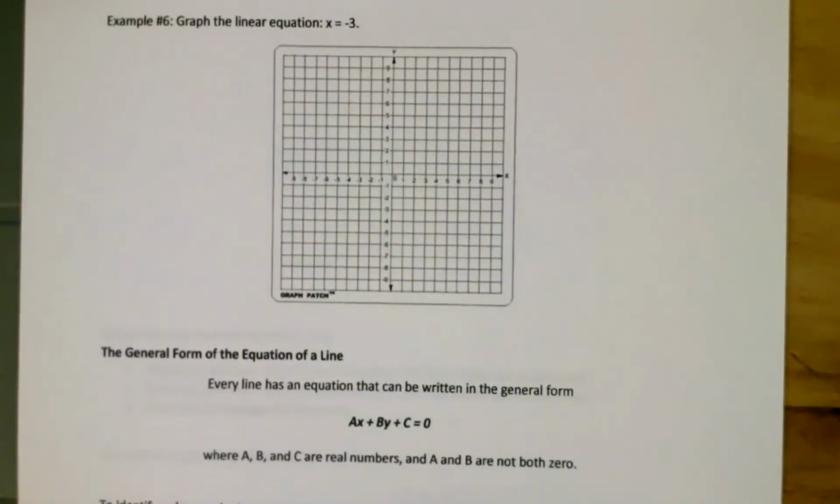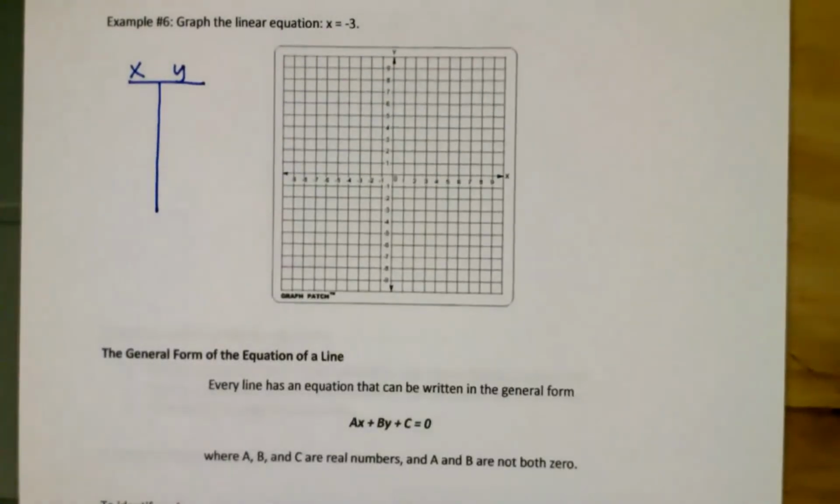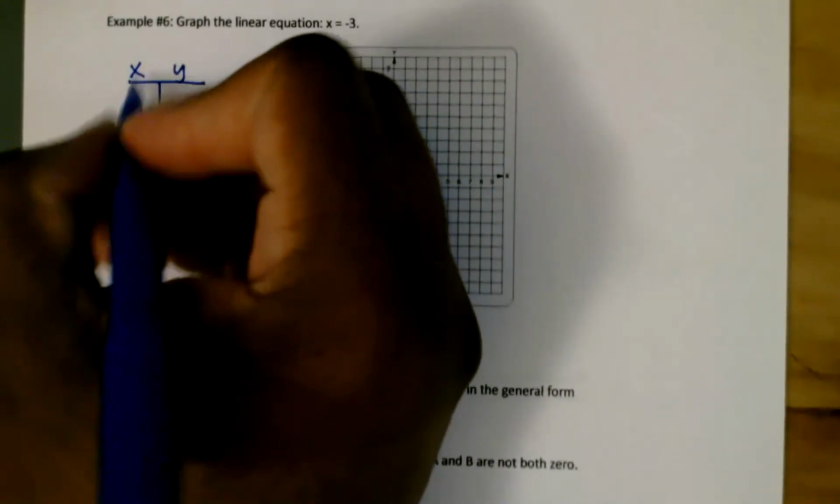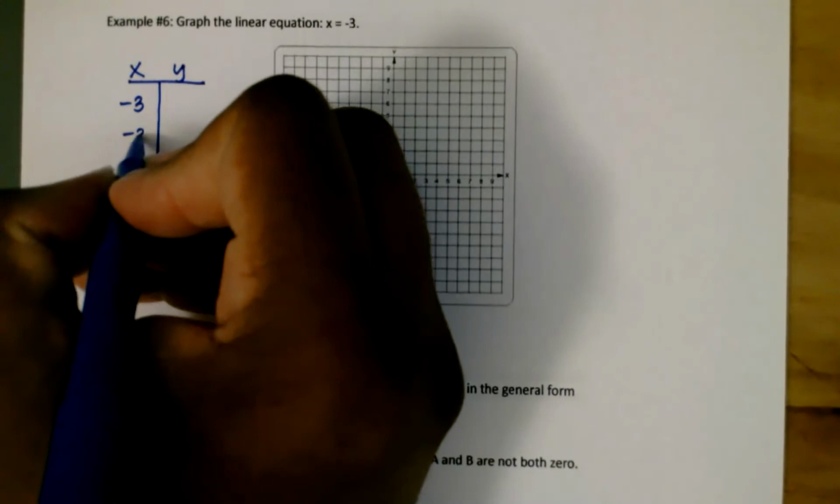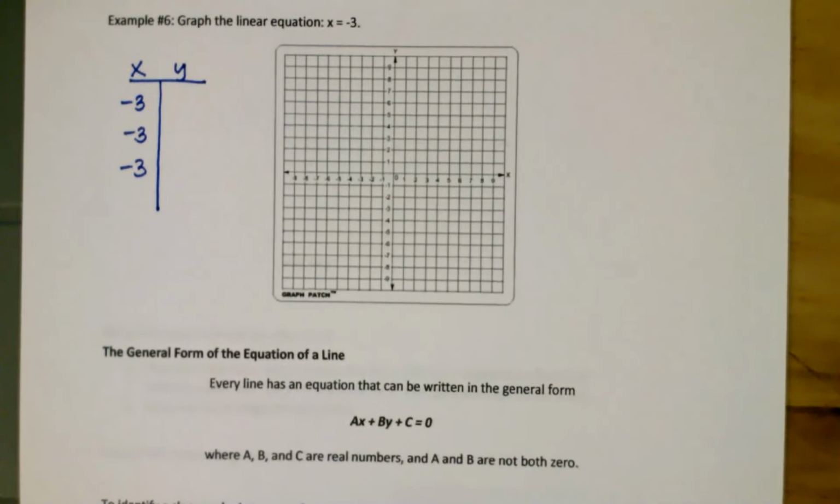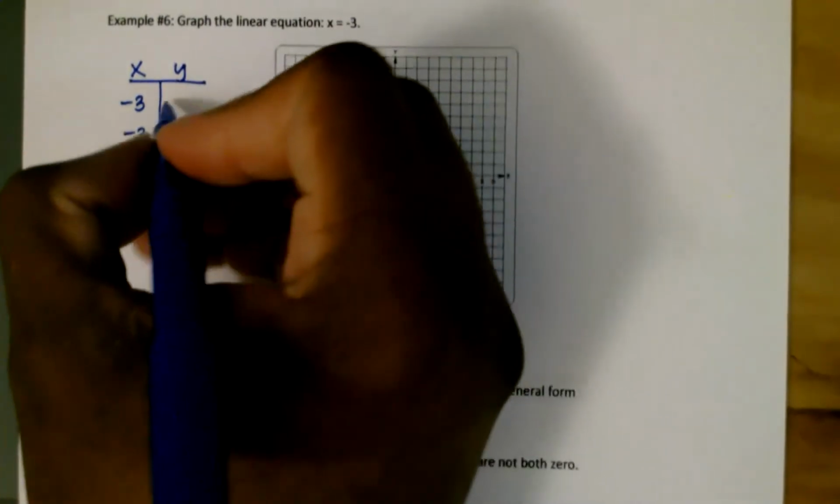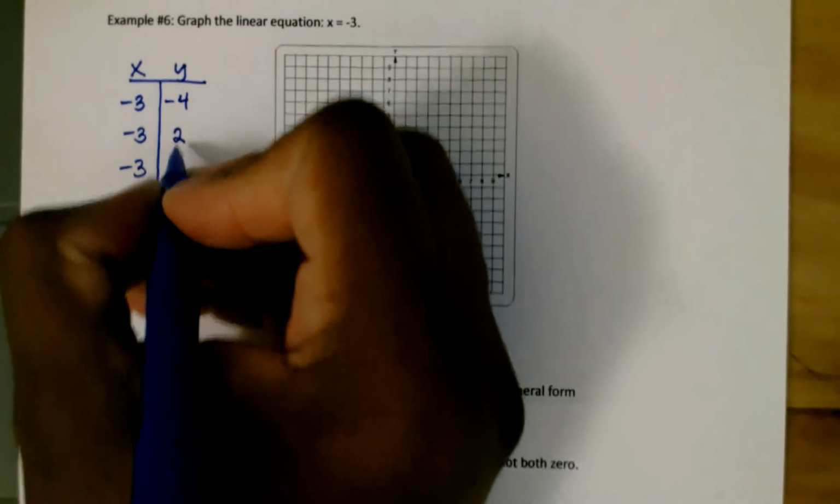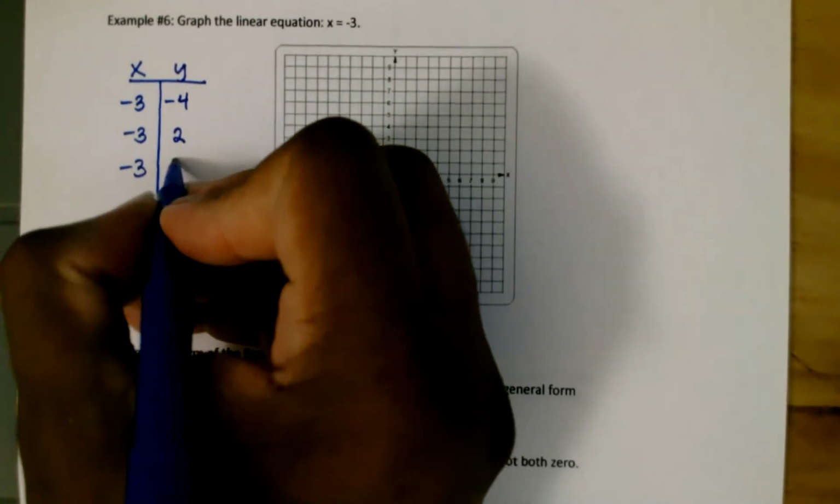Now let's look at an example of a vertical line that we're going to graph, like x is equal to -3. And the same linear equation, because it's not a function, by the way. So if I draw a table of values, we know x has to be -3, regardless, because that's what x is equal to. Y could be whatever I want, like, let's say -4, 2, and 5.